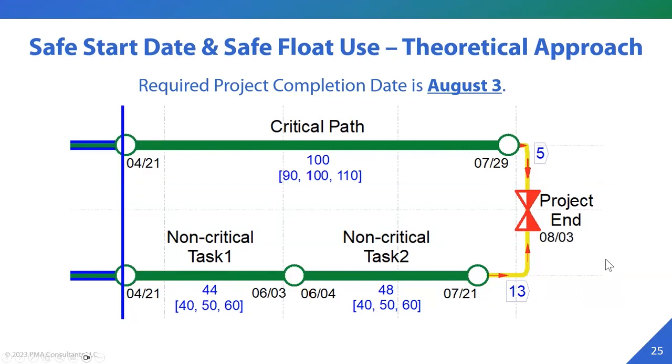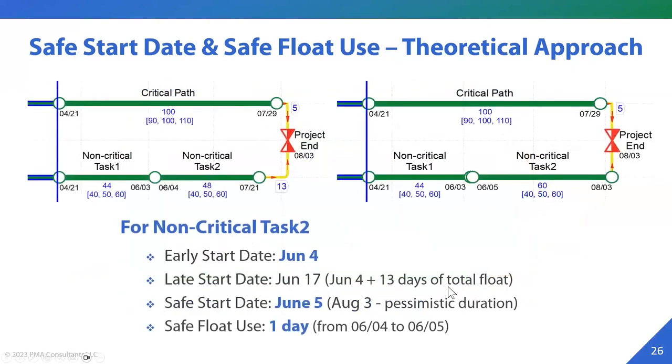Now, if we use the pessimistic durations for all the tasks and move those tasks to their late dates in that scenario, that gives you a start date for each task, by which if you start the activity, well, the uncertainty would not really impact the project end, because again, you have considered the worst possible scenario in that case. So we do that for non-critical task 2, which is a 60-day duration now instead of the 48 in the original.